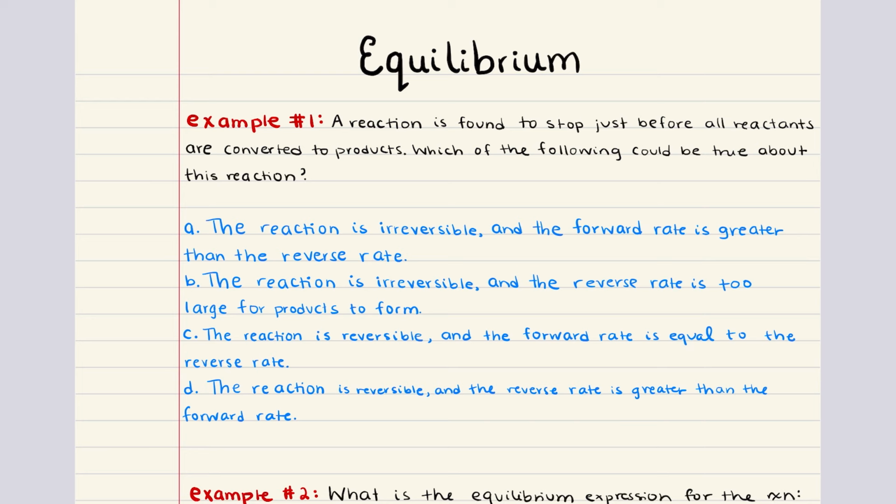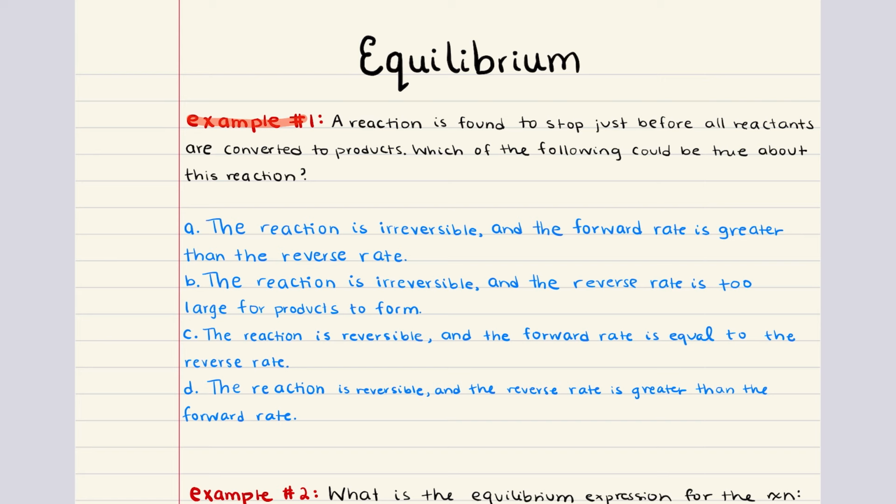Today we're going to be tackling a practice problem set that relates to our lecture on chapter 6. Let's go ahead and get started with problem number 1. Problem number 1 says a reaction is found to stop just before all reactants are converted to products. Which of the following could be true about this reaction?